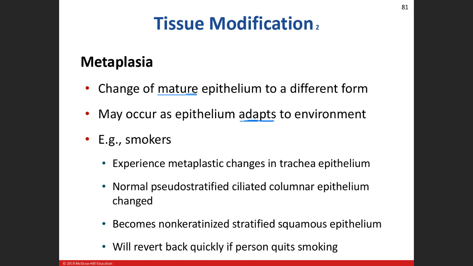But the good news is, in this situation, when you stop smoking and enough time passes, that epithelium will transition back to its original form.